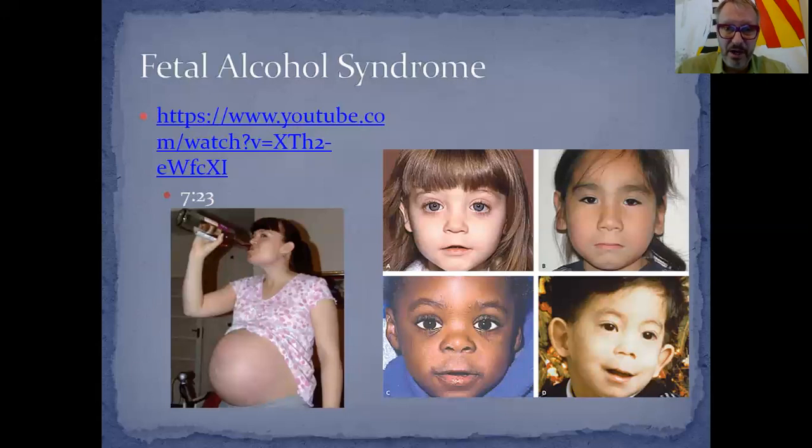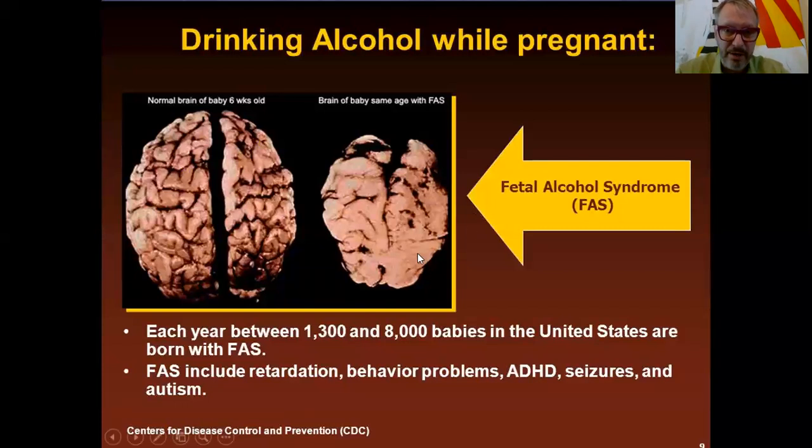This leads me to this topic here, fetal alcohol syndrome. Mothers who drink during pregnancy, that can lead to serious problems in the developing fetus. What you see here in the pictures on the right is that kids whose mom drank when they were pregnant have flatter faces, wide set eyes, but they also have a number of problems with brain development. On the right here, you see the brain with fetal alcohol syndrome and the normal brain to the left.